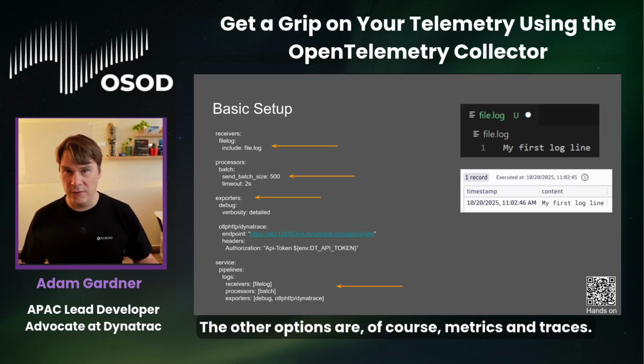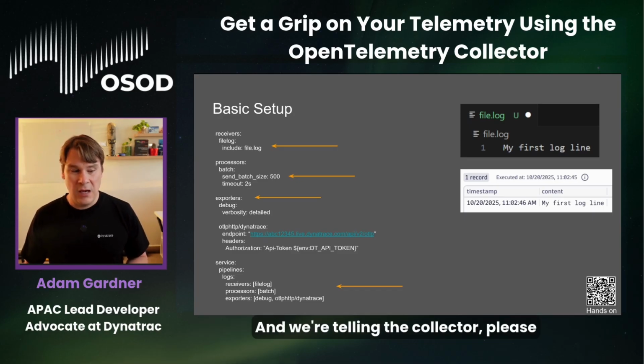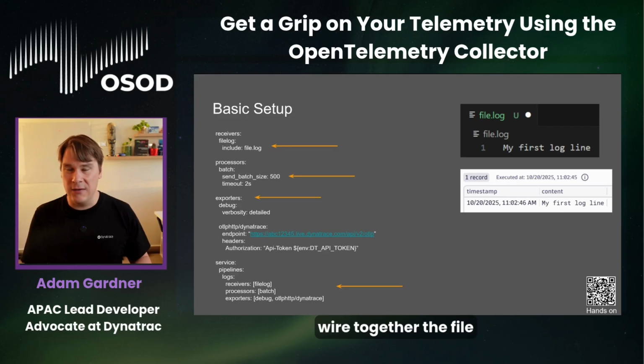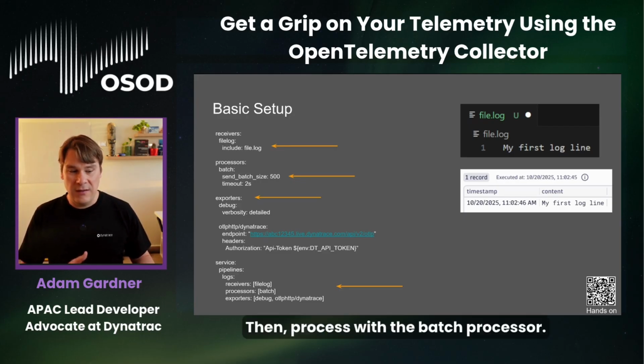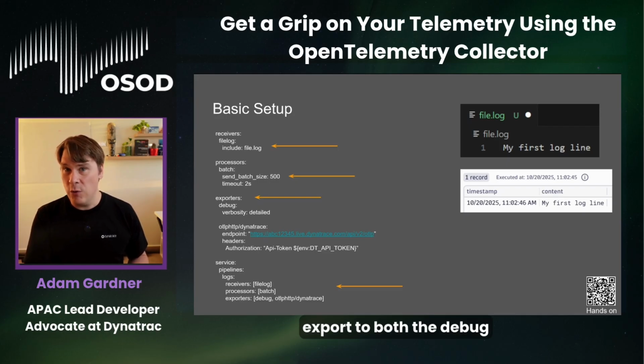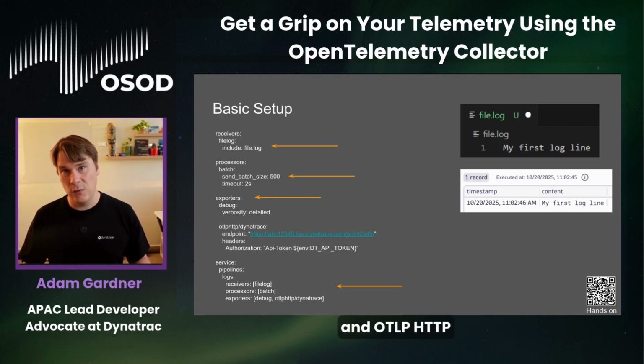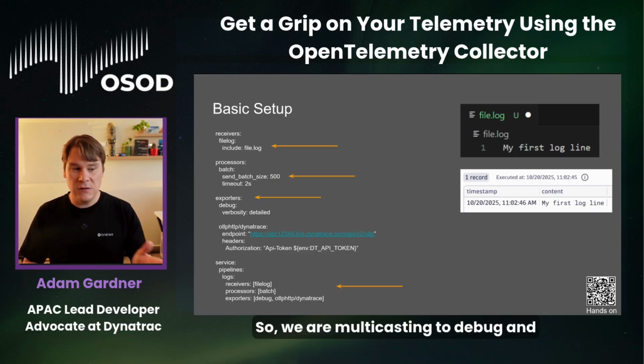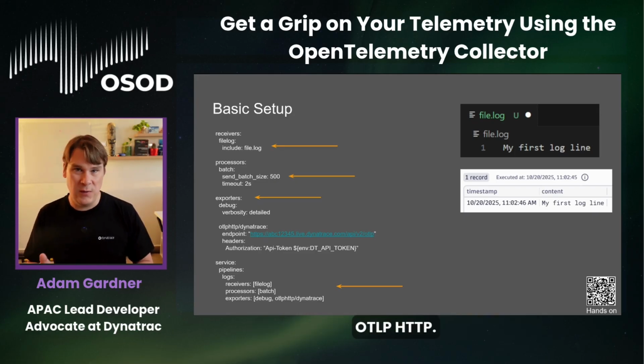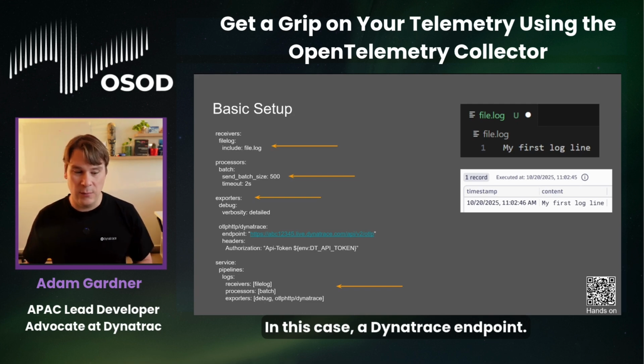The other options are, of course, metrics and traces. And we're telling the collector, please wire together the file log receiver, then process with the batch processor, and then export to both the debug and OTLP HTTP exporter at the same time. So we are multicasting to debug and OTLP HTTP, in this case a Dynatrace endpoint.